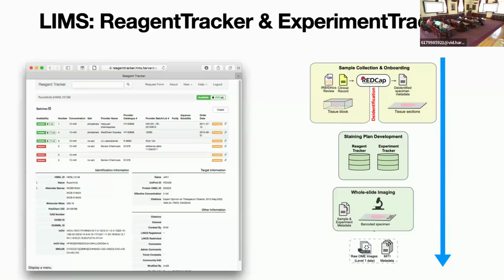So we built a couple different laboratory information management systems, one of which is called Reagent Tracker. There's a screenshot on the left. This was originally designed to handle our small molecules. We do a lot of small molecule profiling in cells. We've extended it to manage our antibodies as well.